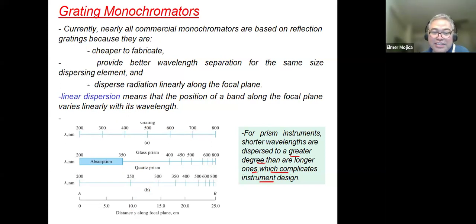What range does glass cover? You cannot use the shorter wavelengths because they will be absorbed by the glass, so you can only work at 350 and above. If it's a quartz prism, you can go lower. But look at the difference here: it is not uniform in comparison with the grating. Based on this, it gives you the distance y along the focal plane. At least the grating is consistent compared to the prism.